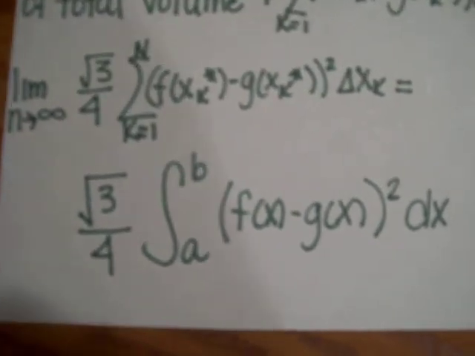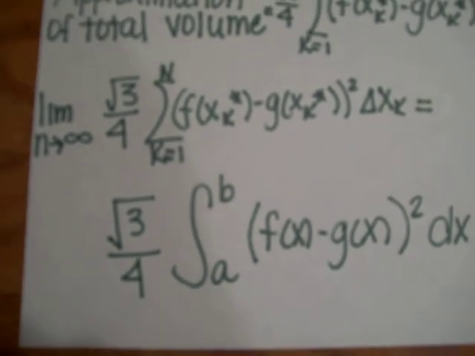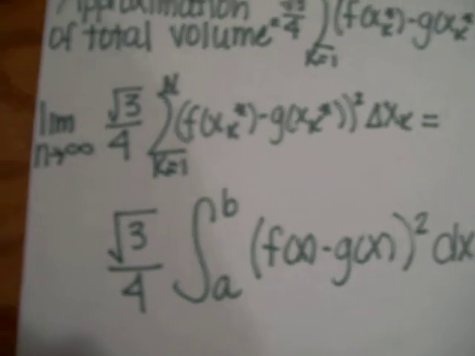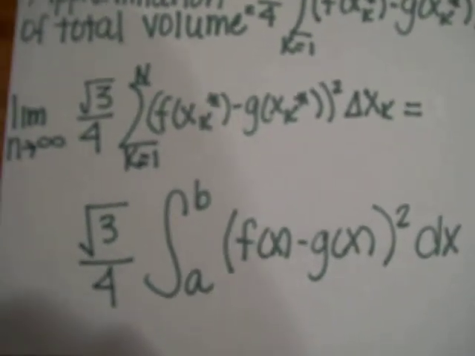Now that we have this integral, the volume of any solid with the equilateral triangle cross-section can be found by integrating the function root 3 over 4 times f of x minus g of x squared along the x-axis from point A to point B.